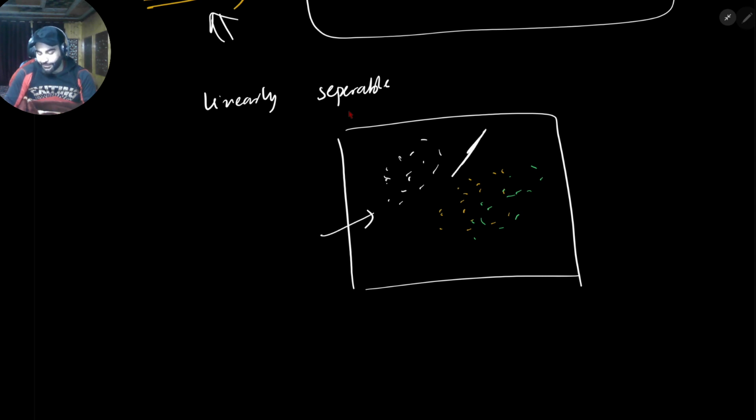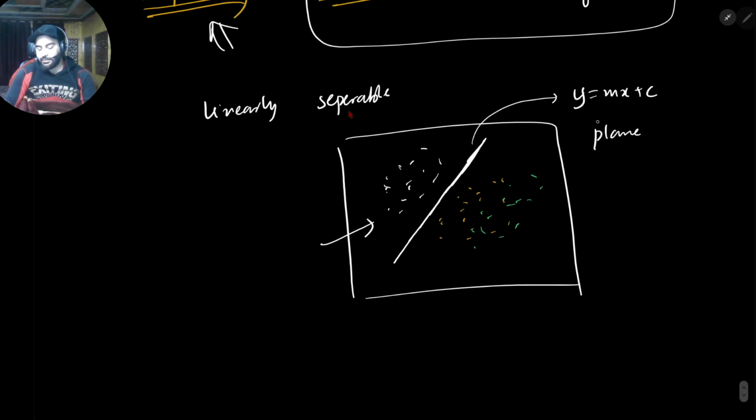If we draw a line in here, from your class 10 or 11, you might have seen that the equation of a straight line is y equals mx plus c. So if I can draw a linear line, or in 3D, if I can draw a plane and separate the data, I call the data linearly separable, because by drawing a line or a plane or a hyperplane, we can separate the data. So here you saw that setosa is clearly linearly separable from the other two, but on the basis of, I think, petal width and petal length.